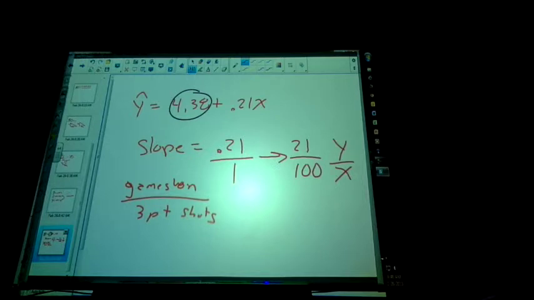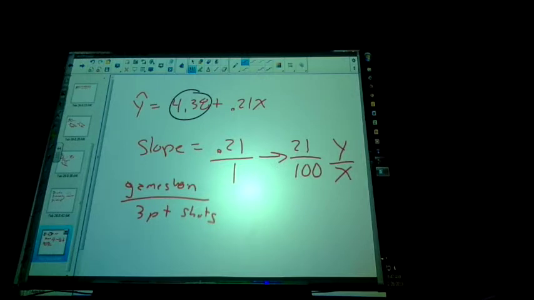What does y represent? What does x represent? So how would I have the point 0, 4.38? What has to happen? How do I get the point 0, 4.38? Zero 3-point shots. So if there are 0 3-point shots in a season, they look to win 4.38 games. That's all it means.